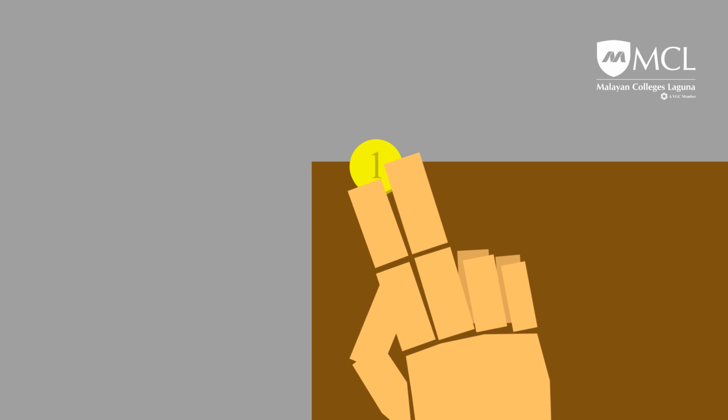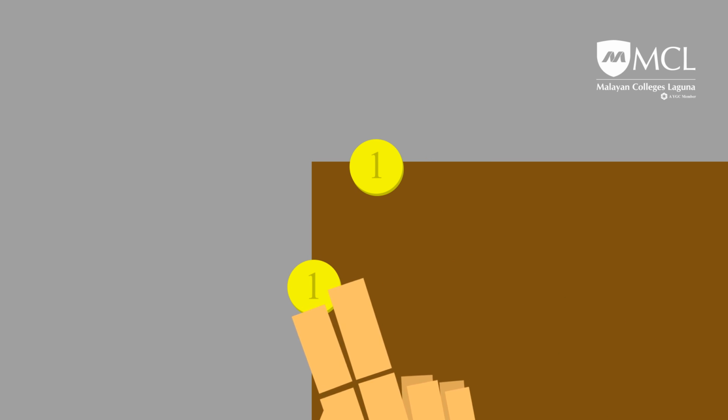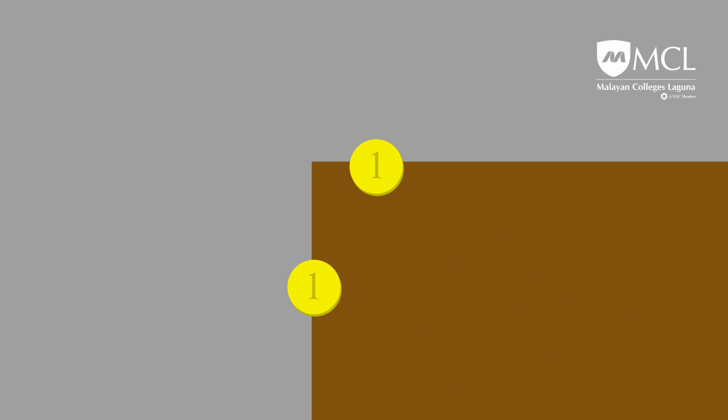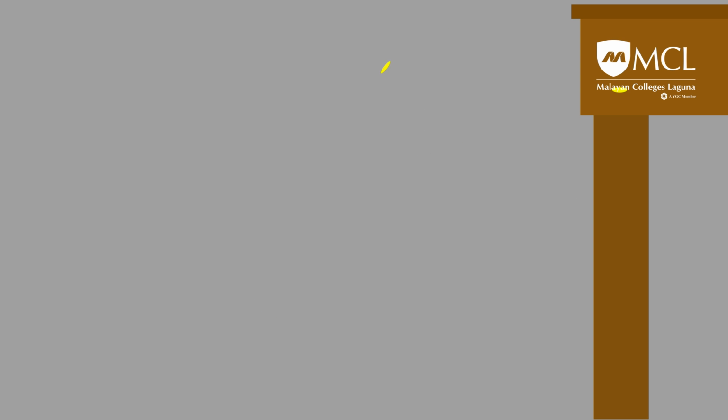A simple experiment can be done by placing two identical coins on the edge of the table. When the coin is flicked by your forefinger, while the other coin is snapped by your thumb, the two coins will hit the floor at the same time.